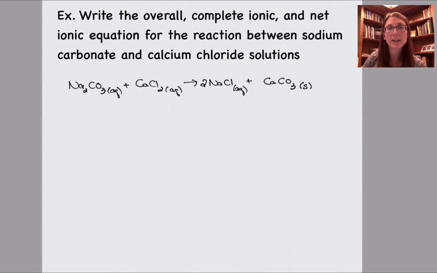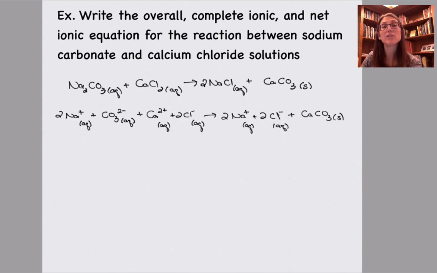The complete ionic equation, I'm going to break apart all of the aqueous solutions, but I don't break apart the solid. And do note, if you've got an Na2, that means when that dissolves, I'm going to have 2 sodium ions. So make sure that the subscripts for things that are not polyatomic ions become coefficients. And then I am going to write my net ionic equation.